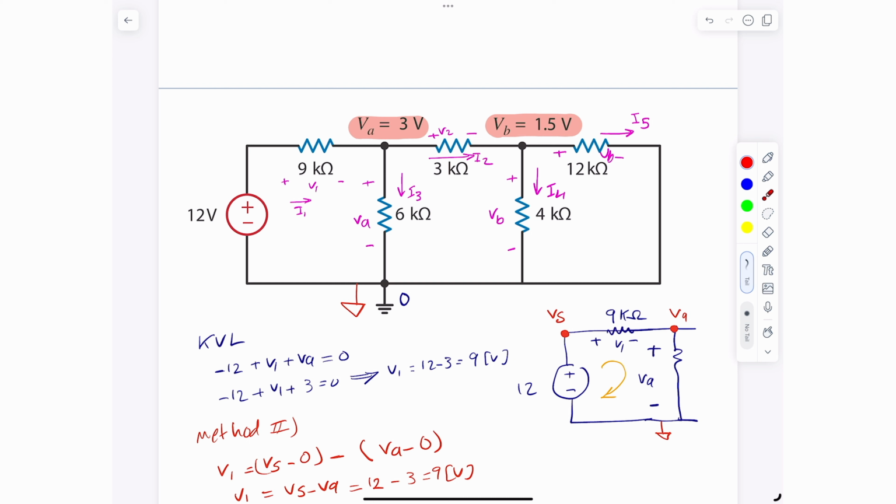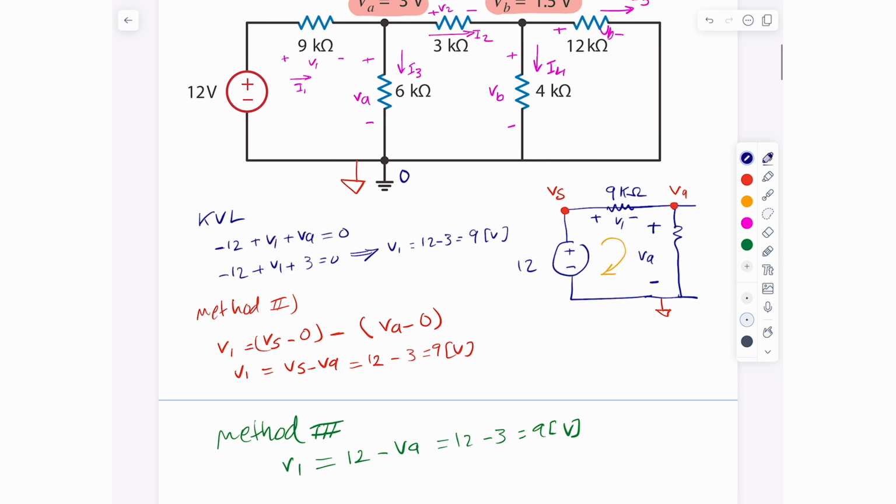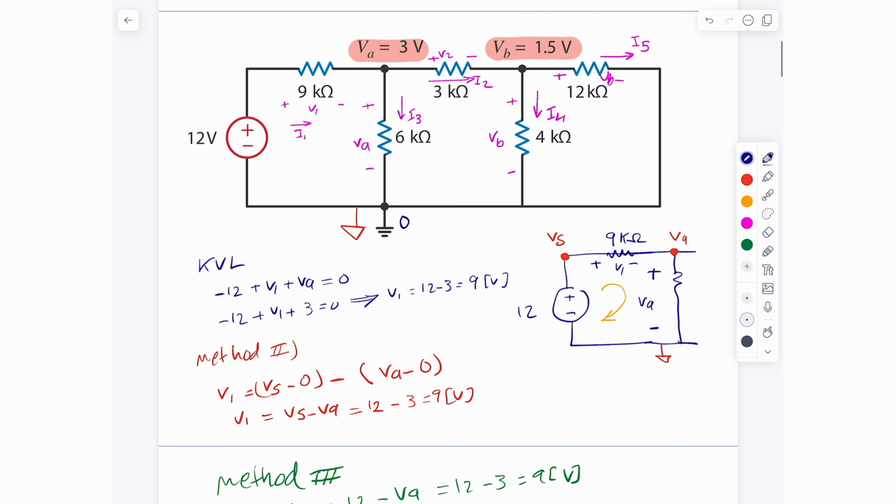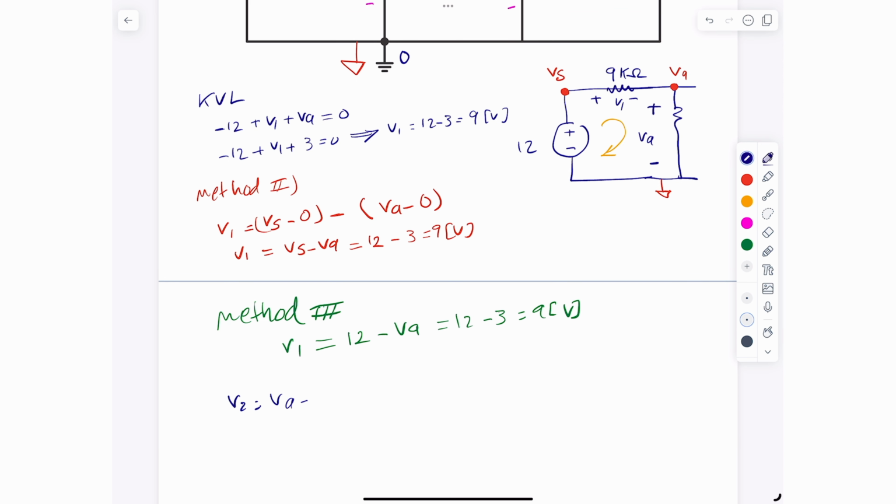Okay, so let's apply this analysis to V2. V2 is pretty much the same, so I'm asking what's the difference in voltage between this point and this point. Well, you can simply say that V2 is VA, because I'm assuming the positive in here, minus VB. Let me write that down. So V2 is simply VA minus VB, and that's basically 3 minus 1.5, which is 1.5 volts. And that's it. We know all the voltages across the circuit.